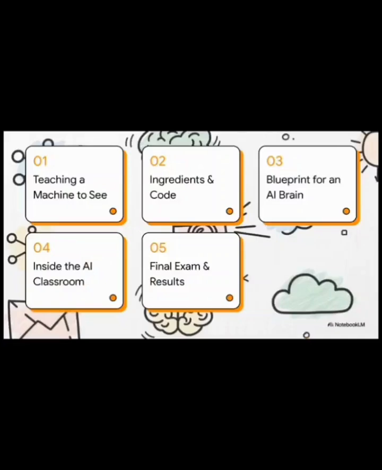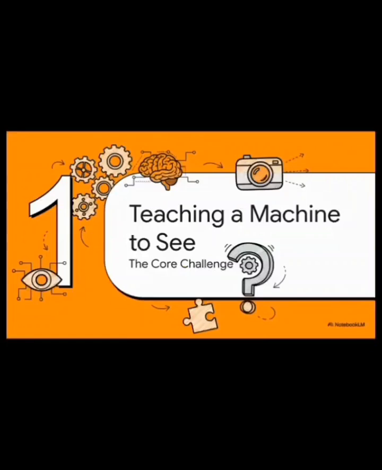All right, so here's the game plan. First, we'll tackle the main challenge. Then, we'll gather our ingredients. Yep, there are ingredients. After that, we'll look at the blueprint for the AI's brain itself. Then comes the really cool part. We get to go inside the classroom and watch it learn. And finally, we'll see if it passes the final exam. So, let's start at the beginning.